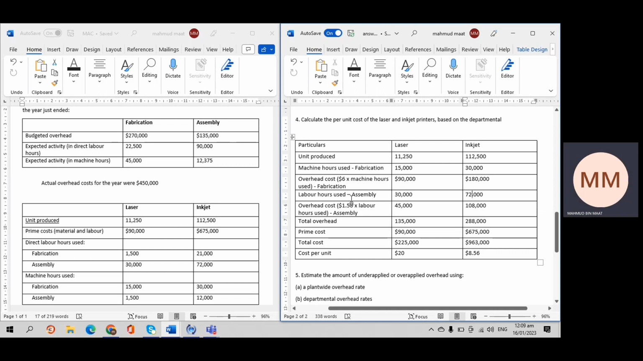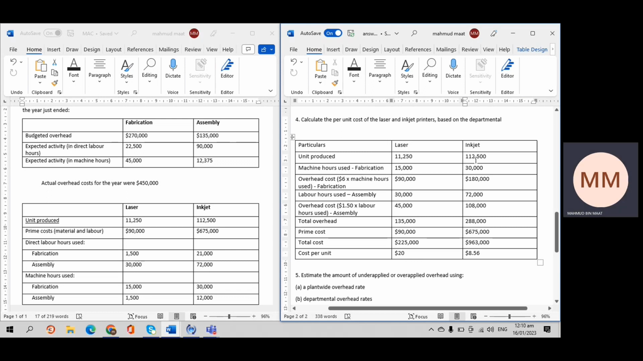Next, labor hours used in assembly, 30,000 we get from here. Why do we choose this? Because assembly uses labor hours as a cost driver. So we choose this instead of 1,500. So 30,000 needs to be multiplied by 1.5 to get the overhead cost, which is 45,000. So total overhead for laser, 45,000 plus the 90,000, we get 135,000. So 135,000 plus the prime cost 90,000, we get total cost 225,000. To get the cost per unit, total cost 225,000 divided by units produced for laser, 11,250, we get 20 cost per unit for laser.